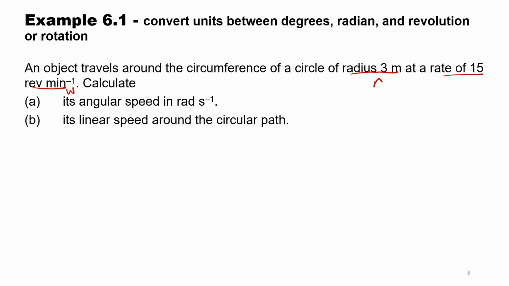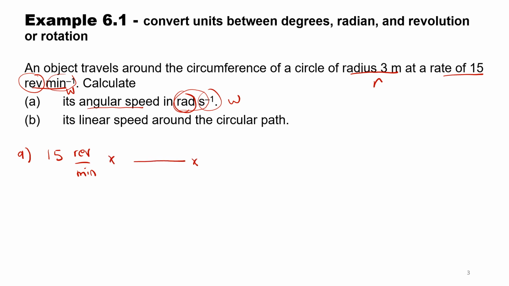So the question asks A to calculate its angular speed in radian per second. So angular speed is omega. Alright, to answer this question, we simply need to convert 15 revolutions per minute to radian per second. As you can see, there are two units that we need to convert. The first one is revolution to radian, and then minute to second, which means we need to multiply with two conversion factors here.